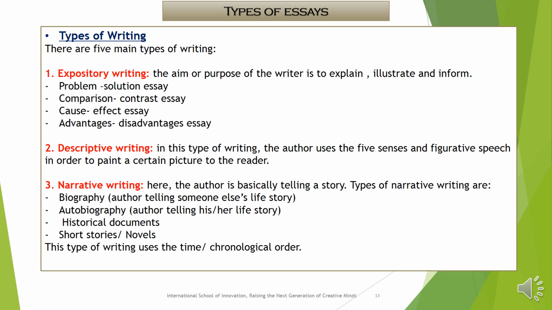Narrative writing, in which the author is basically telling a story. We have types of narrative writing such as biography, autobiography, historical documents, short stories, and novels. These are types of the narrative writing, and usually in narrative writing, the author uses the time or the chronological order in which he writes the events in order.